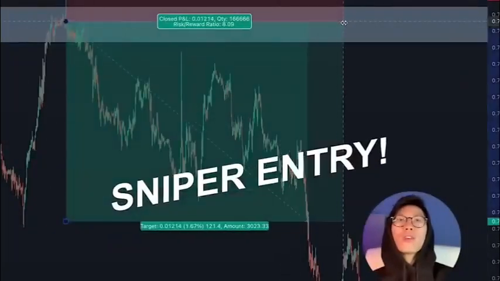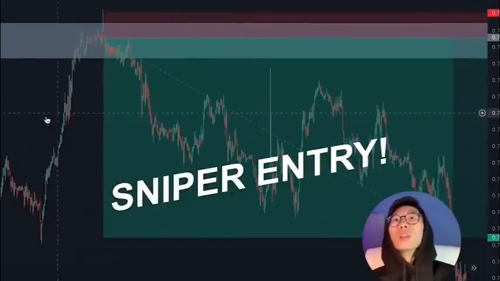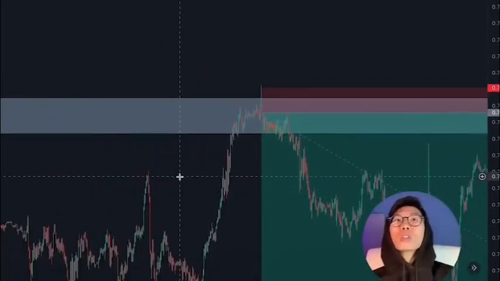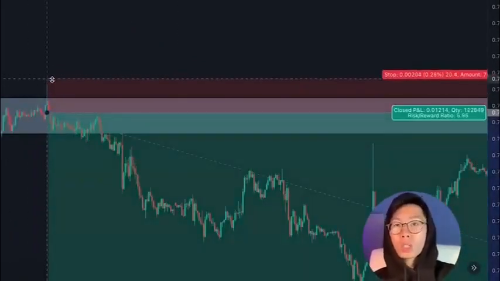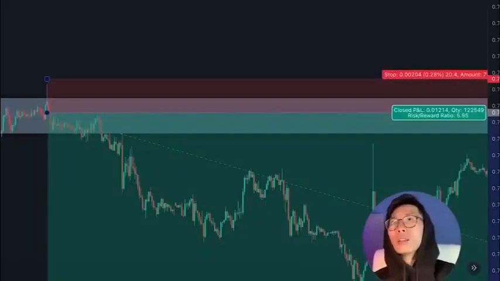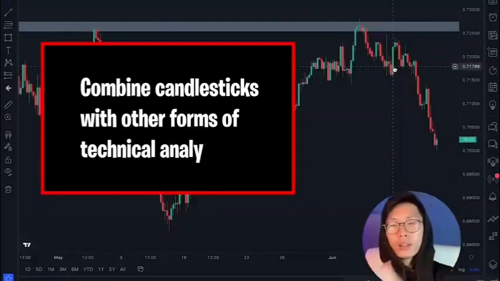As you can see, if you enter for a sell position, you will have been in a whole lot of profit. And if you enter on a 15-minute time frame, your stop loss will be so tight. This is your stop loss, a 20 pip stop loss, compared to entering on the daily or the 4-hour time frame. Next, you have to combine candlesticks with other forms of technical analysis.